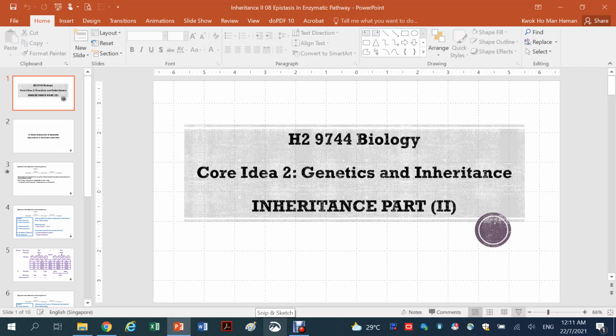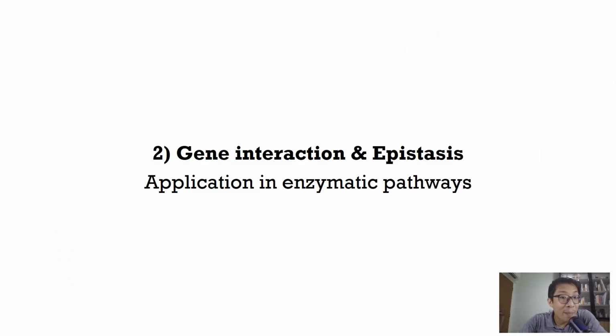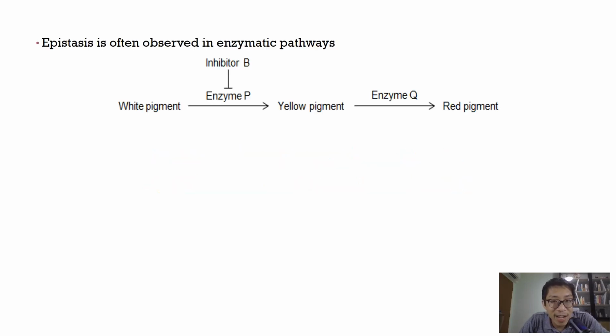Okay, next, we will be looking at some application of what you have learned so far in epistasis. We will look at how epistasis can be applied in enzymatic pathways. If you recall, enzymatic pathways are pathways where you have more than one enzyme which work together to form a particular product or work together in a particular reaction.